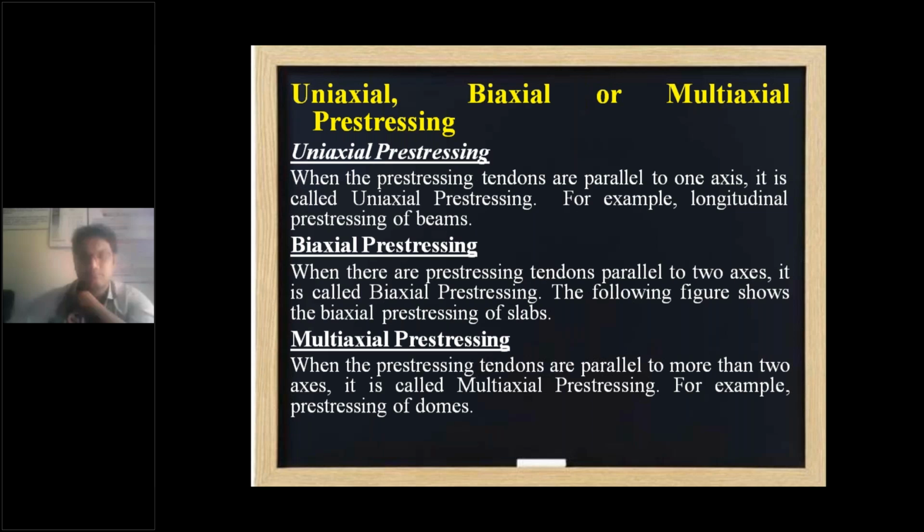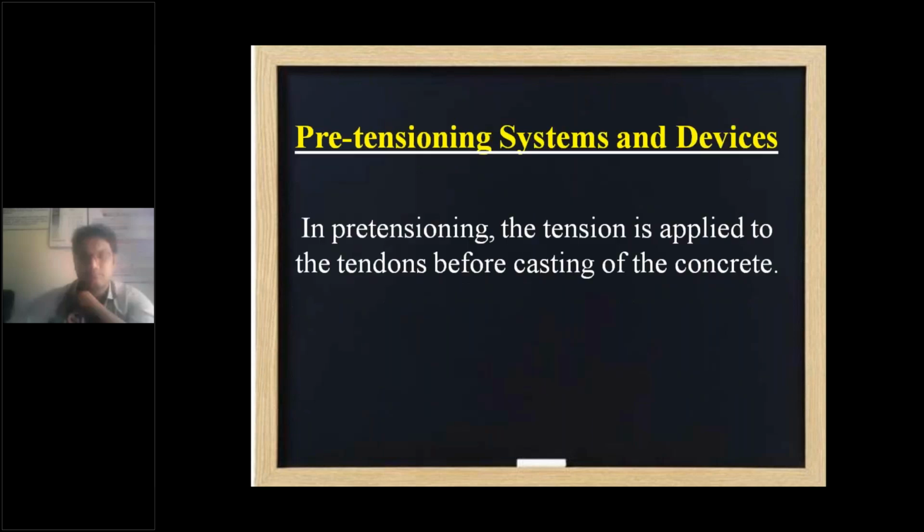An example is the dome. A dome is something like a 3D element, right? So it will have more than two axes. That kind of member comes under more than two axes, where you have to go with multi-axial pre-stressing. The best examples are domes, curved domes. So pre-stressing is classified in terms of uni-axial, biaxial, or multi-axial pre-stressing. That is about the different types of stressing systems.